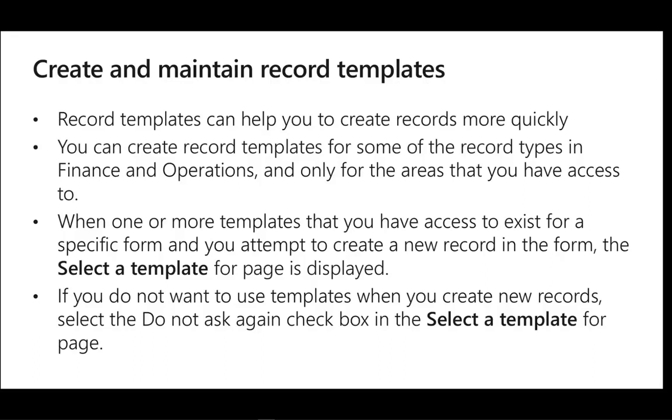If we do not want to use templates when we create a new record, select the Do Not Ask Again checkbox in the Select a Template For page. To display the template selection dialog box again, right-click any record, click Record Info, and then click Show Template Selection.